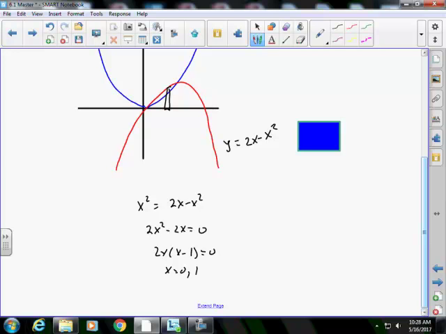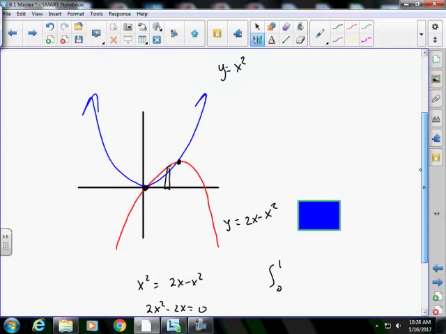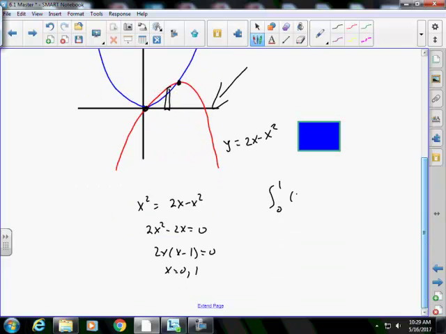So I'm going to integrate from 0 to 1 because this point here is 0 and this point here is 1. I don't really care what the y value is. I just need the x because that's what I'm integrating from. Now I need to take the top function, which in this case is y equals 2x minus x squared, because that's what the top of my strip is touching. 2x minus x squared, and subtract from it the bottom function, which is x squared. And I'm taking the dx of this.